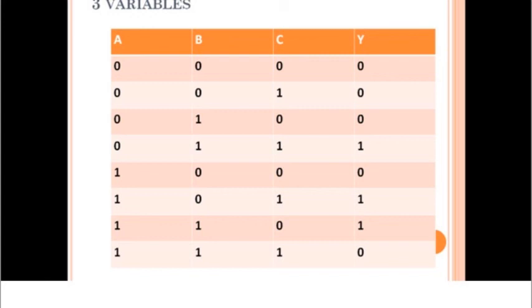I think this explains it, and I will expect you to do the 4 input variable for the XOR and XNOR gate. So have a good look at it. Yes, thank you.